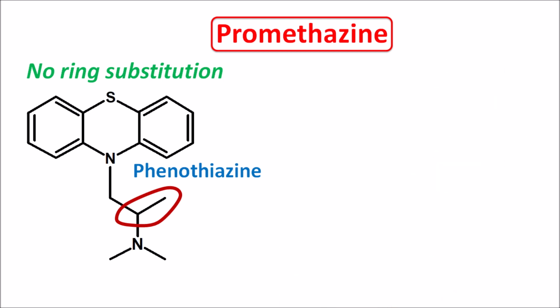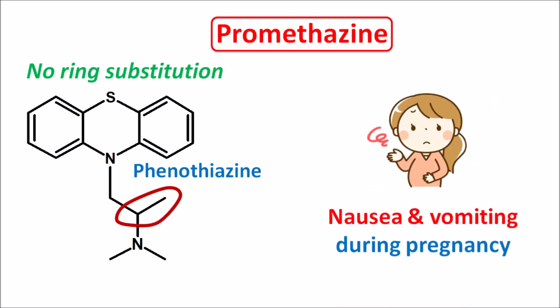And this drug can also be used to control the nausea and vomiting that is developed during the first trimester of pregnancy. But this is one of the off-label purposes of promethazine, since complete safety is not established during the pregnancy. Now let us see the chemical nature of this drug.